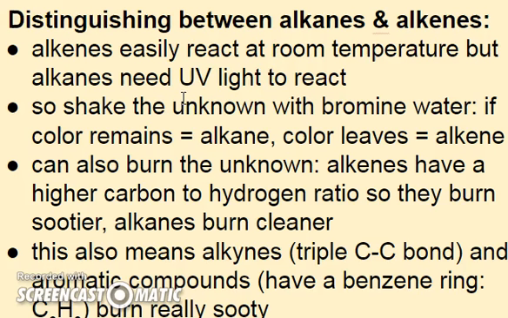Typically it's bromine. And if the color remains, then it's an alkane because it didn't react. But if the color disappears from your bromine, which is kind of an orangey color, then you can be sure it was an alkene and that it reacted to form a dihalogenoalkane. You can also burn them because alkenes have a higher carbon to hydrogen ratio, so they have less hydrogen in there. They tend to burn sootier. And alkanes tend to burn cleaner, so that would be another way of doing it, although the halogen would be a much easier test to evaluate.